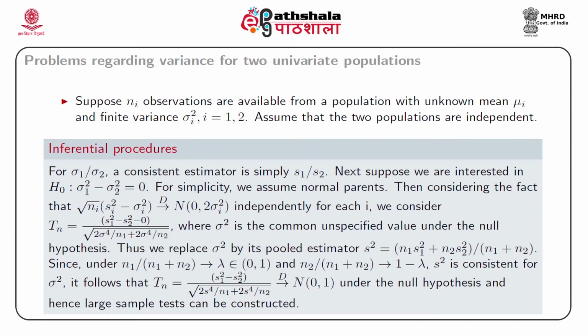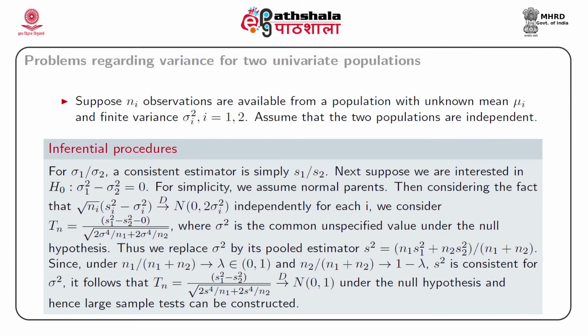Thus, we replace sigma square by its pooled estimator s square, which is defined as n1 s1 square plus n2 s2 square divided by n1 plus n2, and since under the conditions that n1 divided by n1 plus n2 and n2 divided by n1 plus n2 converge to a quantity belonging to the open interval 0 1, s square is consistent for sigma square, and hence we can replace sigma to the power 4 by s to the power 4 in our original statistic to get our modified statistic, which again is asymptotically standard normal under the null hypothesis, and hence we can perform large sample tests using this statistic.